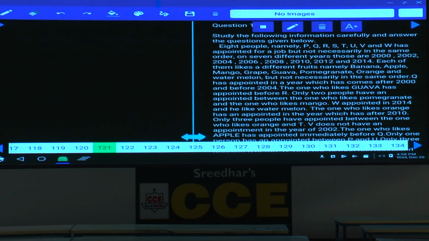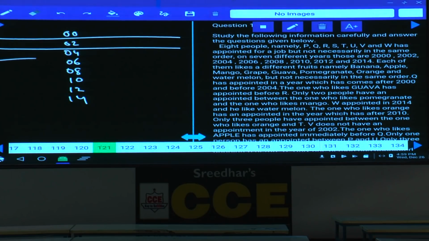Q has appointed in a year which comes after 2000 and before 2004. After 2000 and before 2004 is nothing but 2002, isn't it? Now 2000, 2002, 2004, 2006, 2008, 2010, next one, 2012 and 2014. Hence in total how many persons are there? There are 8 persons. Now 8 persons are there.